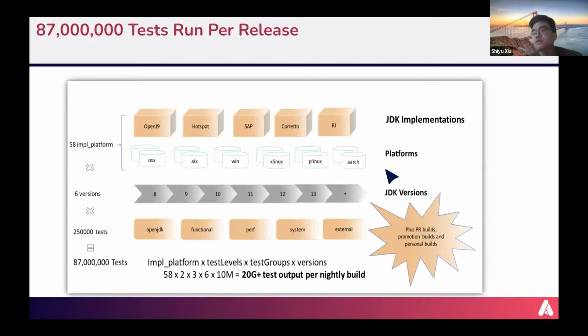As you can see from the pictures, there are 87 million tests run per release, and that's even without including the different builds like PR builds, promotion builds, or personal builds. Therefore, test efficiency is very crucial.